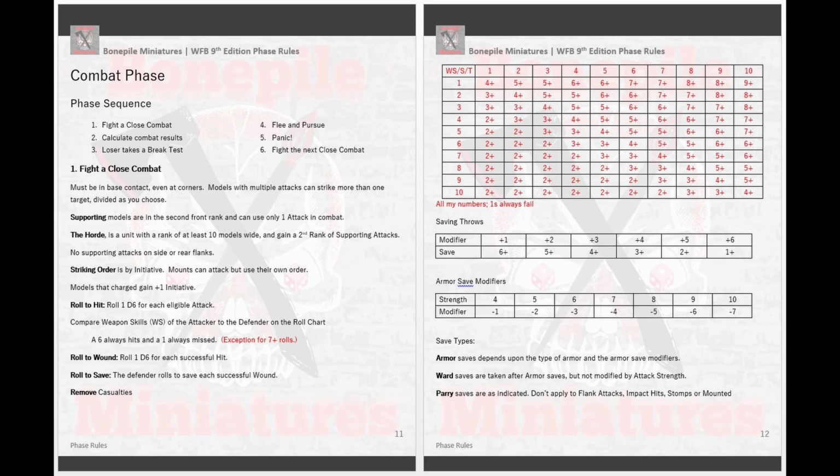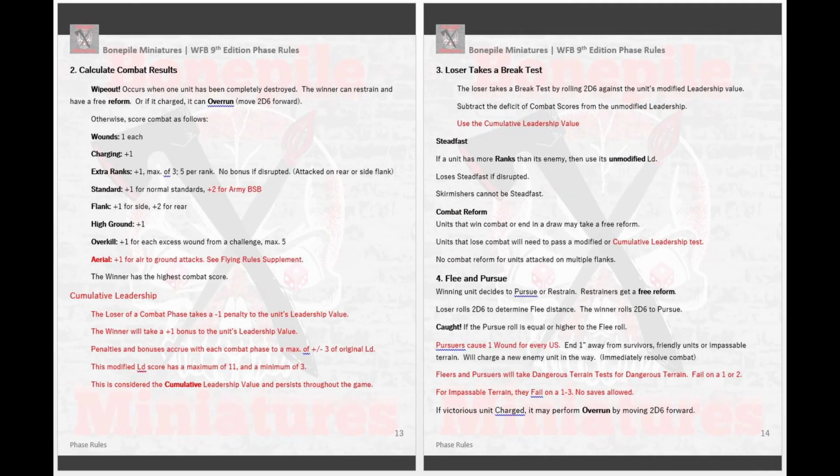And it looks like there's no more changes for that page. The armor saves, ward saves, and parries are all the same. So let's move on to the next page. And here we see the topic of combat resolution. And there are a couple of changes in here.